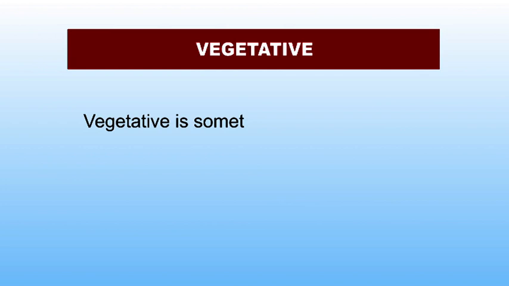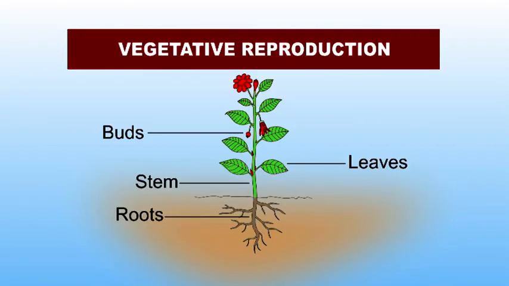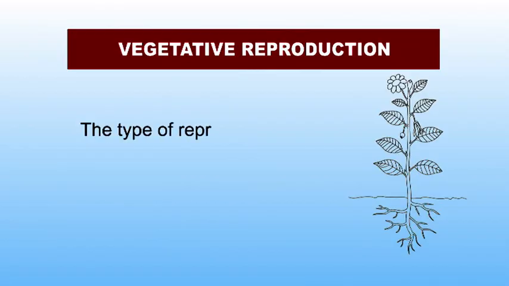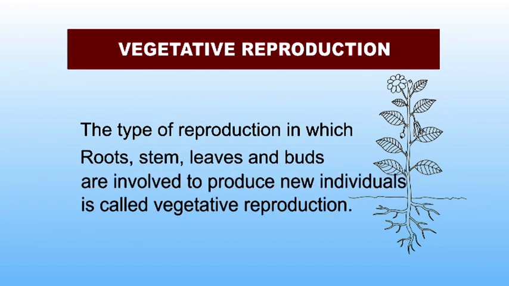Let's start with the process of vegetative reproduction. Now, what does the term vegetative mean? Right, vegetative is something that is related to parts of a plant. We all know that a plant consists of leaves, fruits, flowers, stem and roots. So, the type of reproduction in which roots, stem, leaves and buds are involved to produce new individuals is called vegetative reproduction.